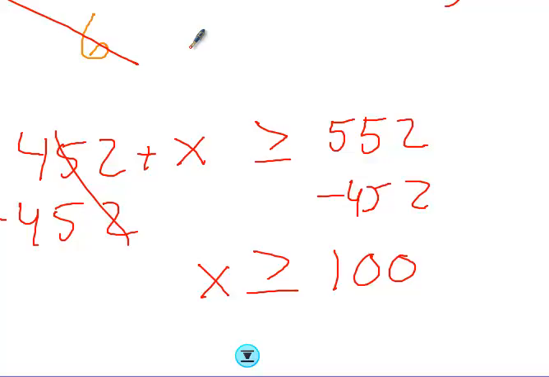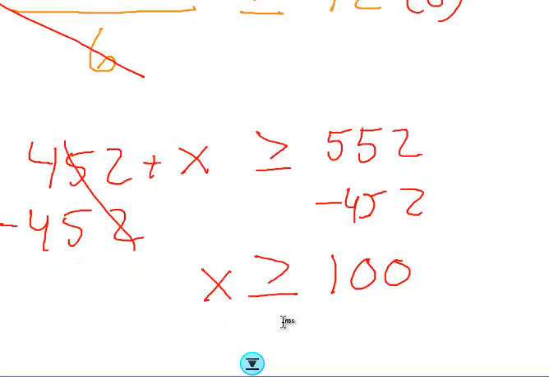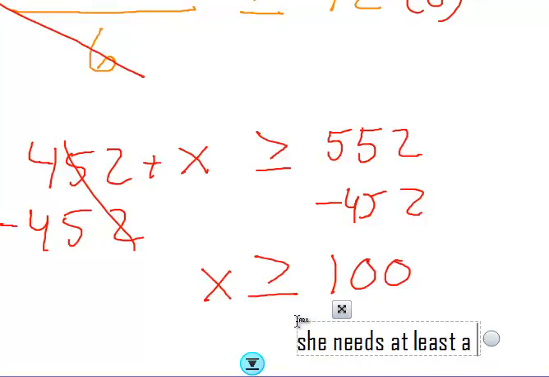So now x stands for the last test in the marking period. So in order for Jill to get a 92 or an A in her class for this marking period, she must get at least a 100 on her last test. So in order to really answer this question correctly, to get full credit, you must put she needs at least a 100 on her last test.